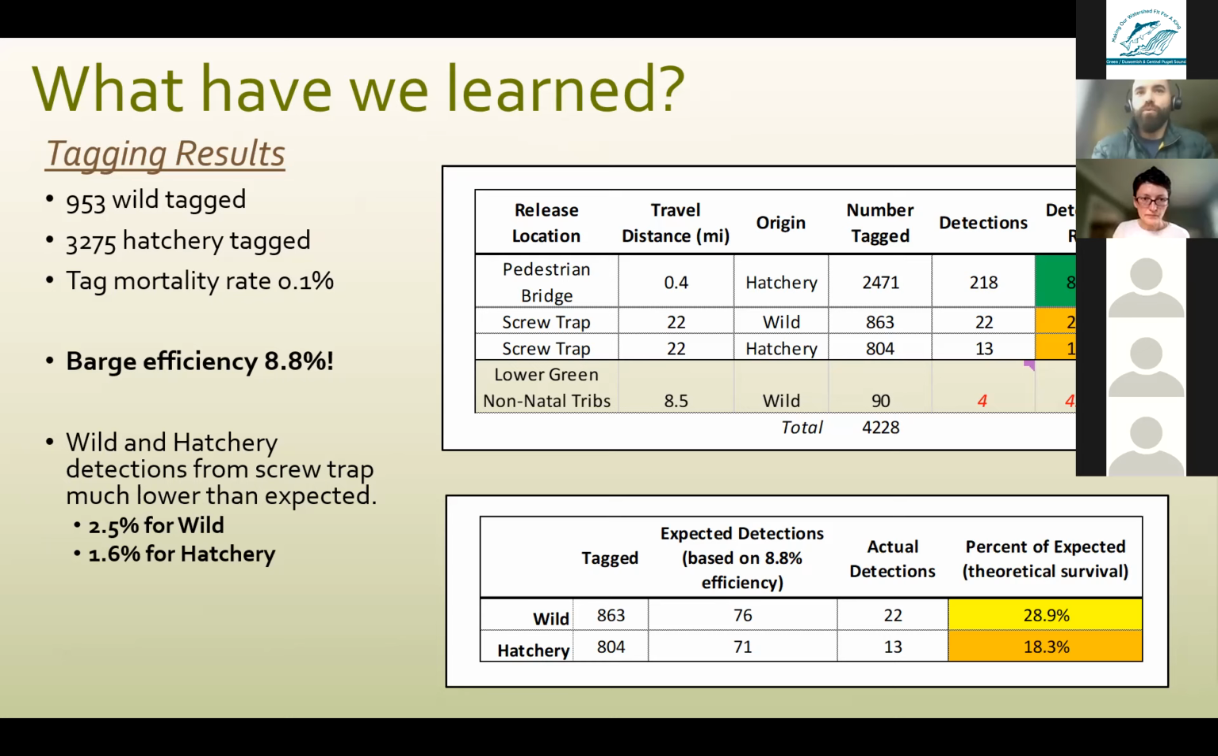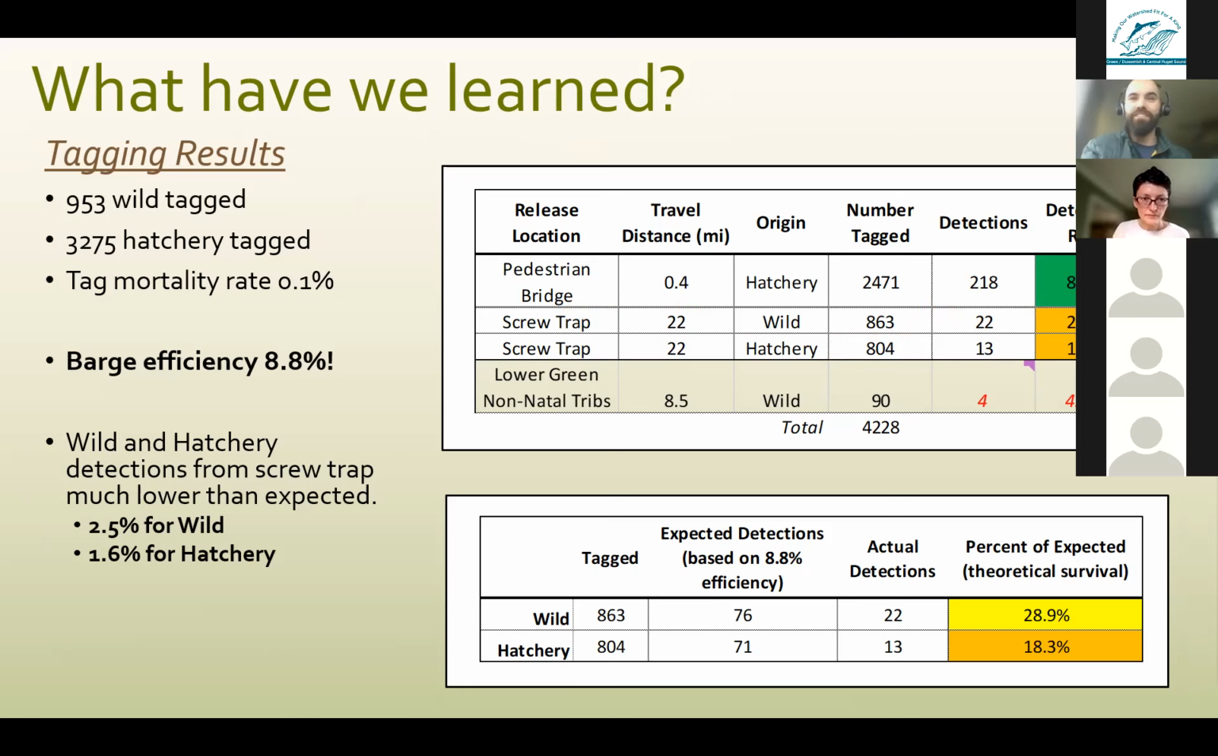Now, into the actual results, the first row here, this is our releases at the pedestrian bridge in Tukwila for our efficiency trials. So 0.4 miles upstream, we released 2,471 fish. Like I said, 250-ish per week for 10 weeks. And we detected 218 of those. So that's an average detection rate of 8.8%. That is awesome. Really happy with that. Just for comparison, the DFW screw trap gets about 3% efficiency.